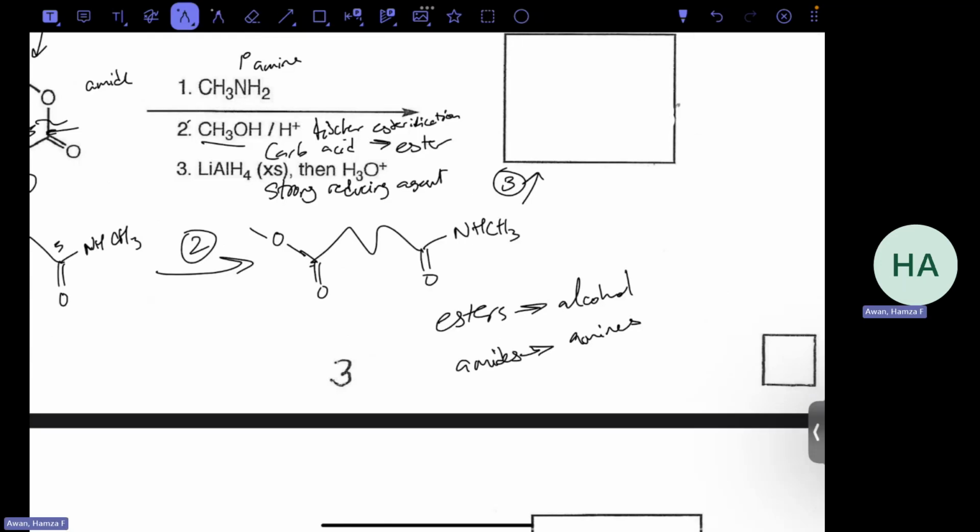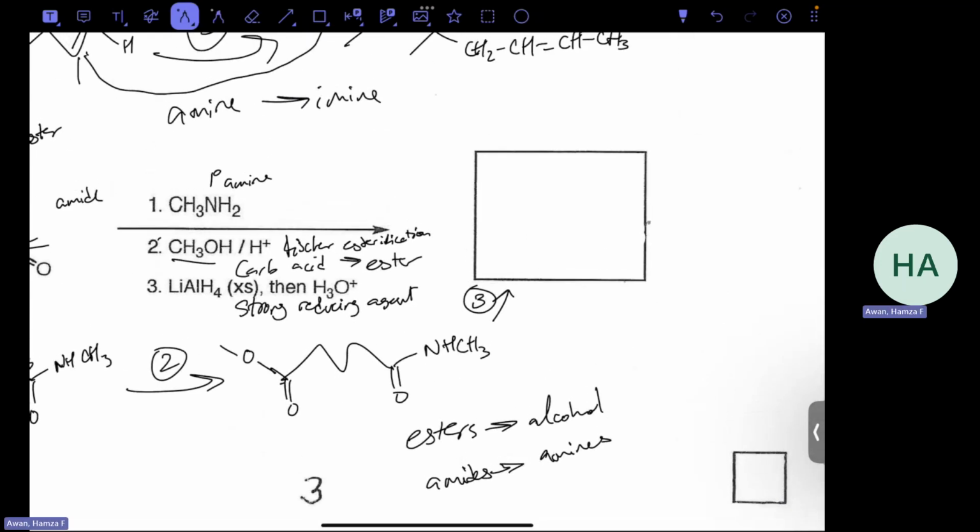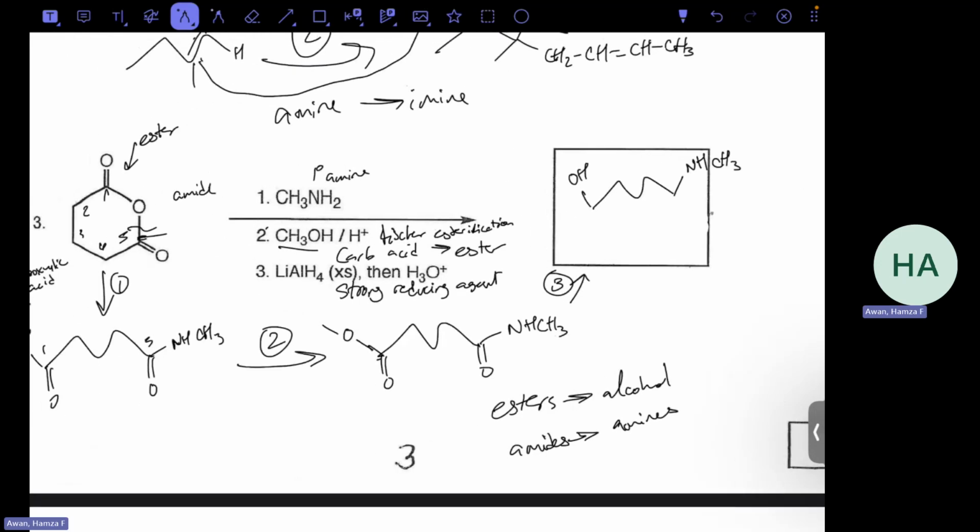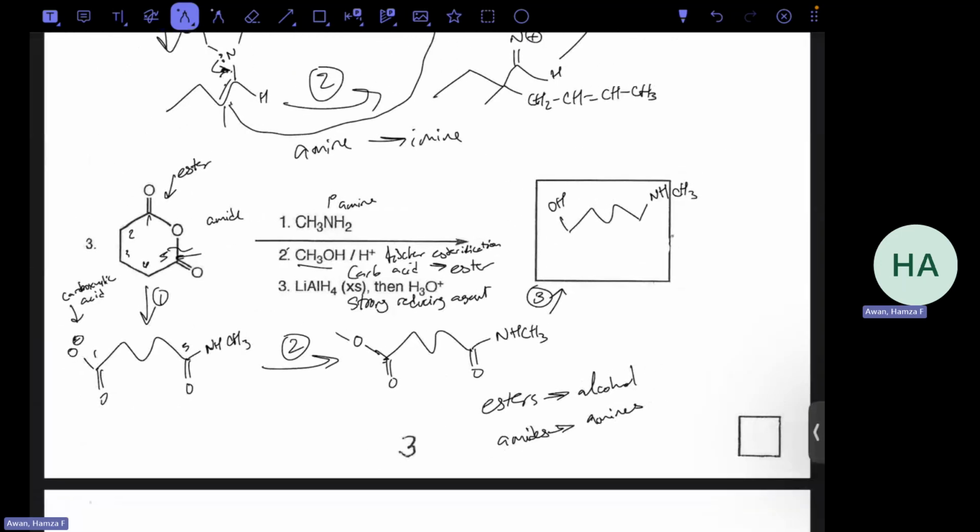So it would essentially just get rid of all of the carboxyl groups, right? So these carboxyl groups are gone. So we have our 5 carbon. On 1 carbon, we have the OH, and on the other carbon, we have our NHCH3. And that is our final product. Any questions on this reaction? How I got there?